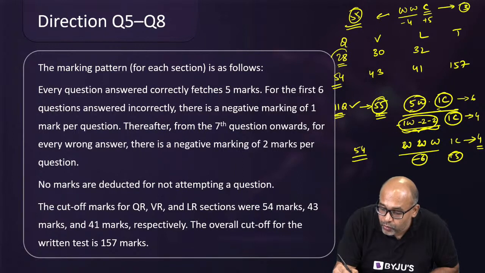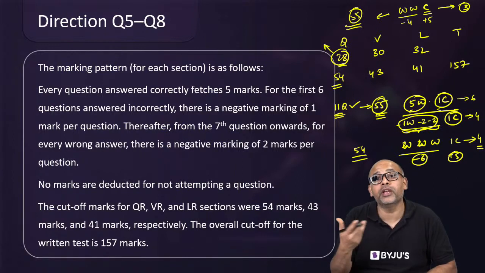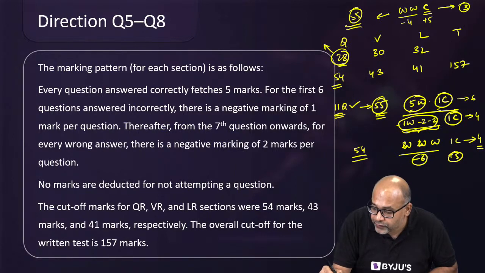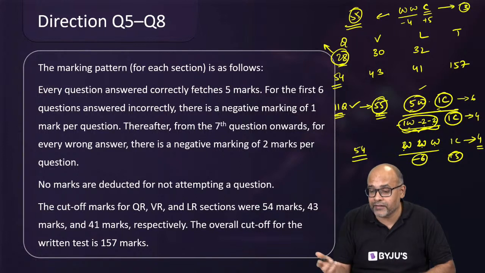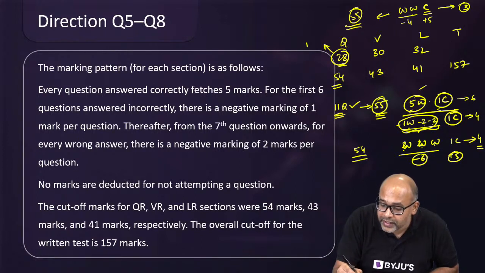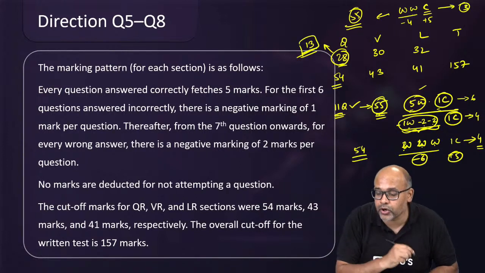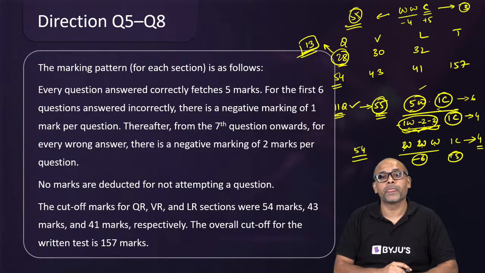So in your quant, out of this 28, how many wrongs did you get? Check the wrongs. 5 wrongs, then 3 wrongs. 5 plus 3 is 8, plus 3 more, 11, plus 2, 13 wrongs you got here. Okay?